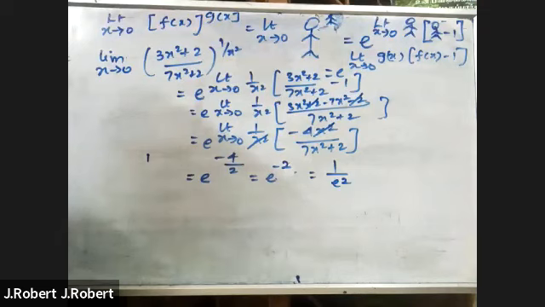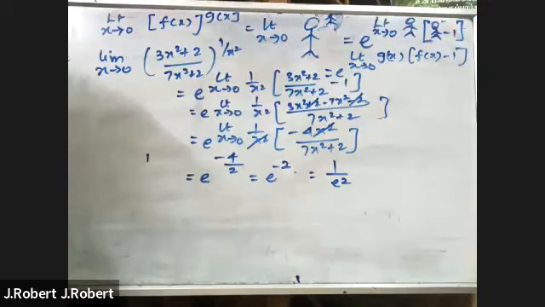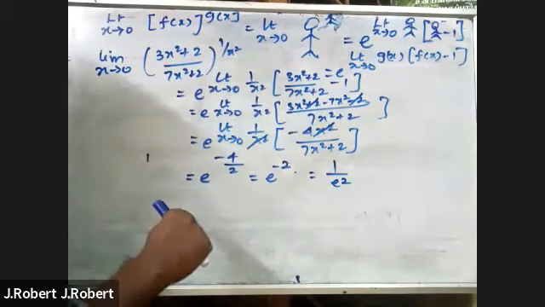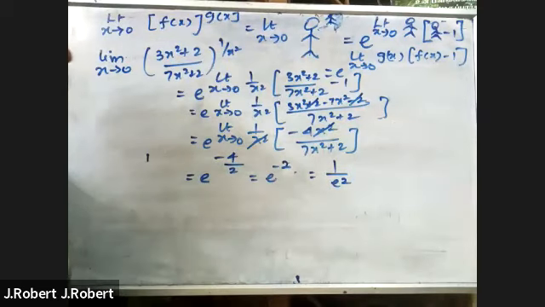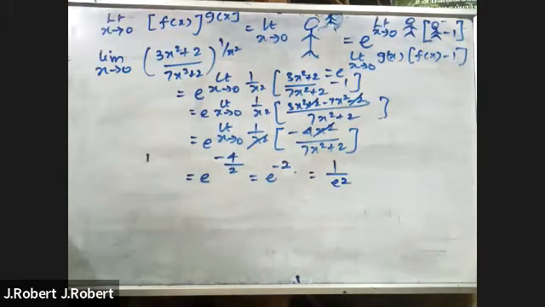Because lots of disturbances are there, okay. So again, very simple. The only thing you must understand is the father and the son relation. If it is given limit x tends to 0 of f of x to the power g of x, the son will come first and the father will go next, that is g of x into f of x minus 1. If we know this result, this is very simple. Please take down.